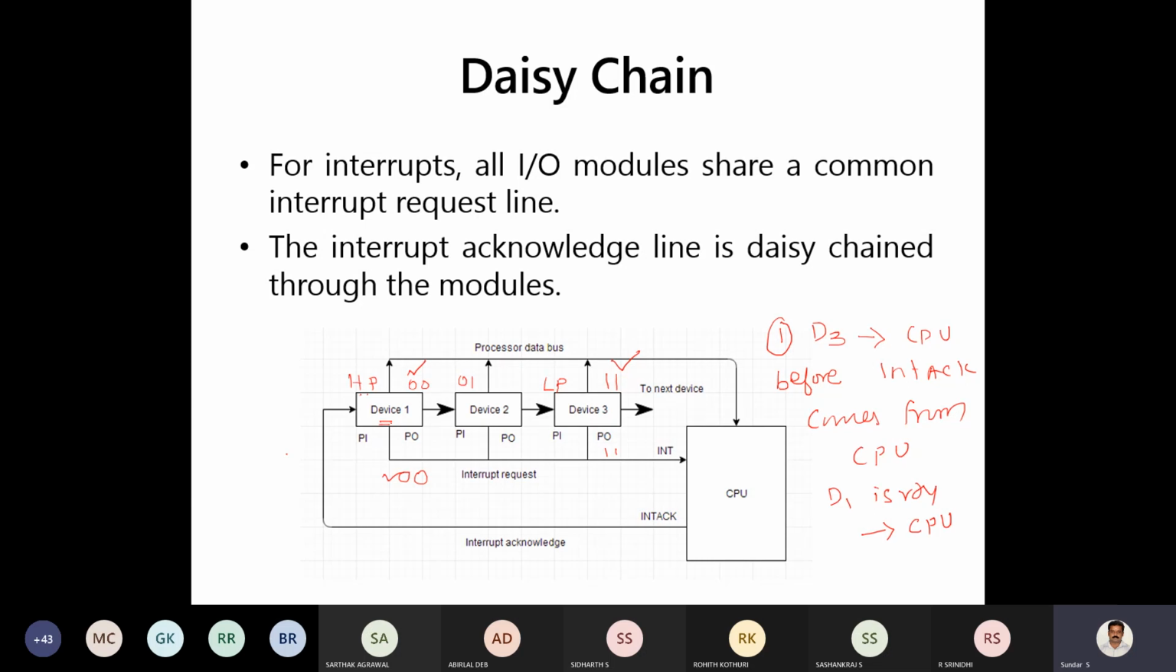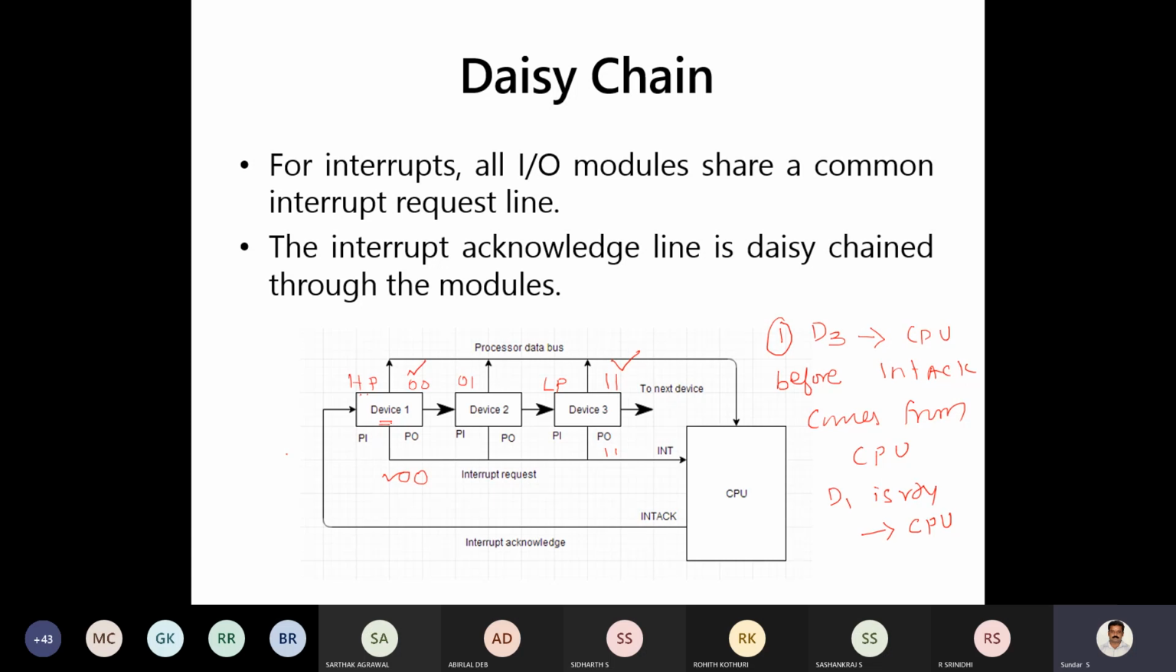It is up to the users to decide which devices have high priority and which have low priority. In the chain, the outer links should have high priority devices and the inner links must have low priority devices. Accordingly, we have to arrange them. In case we want to change the order, we have to reconnect the IO devices. So the daisy chain is clear. Any problem in understanding this? Okay, thank you.